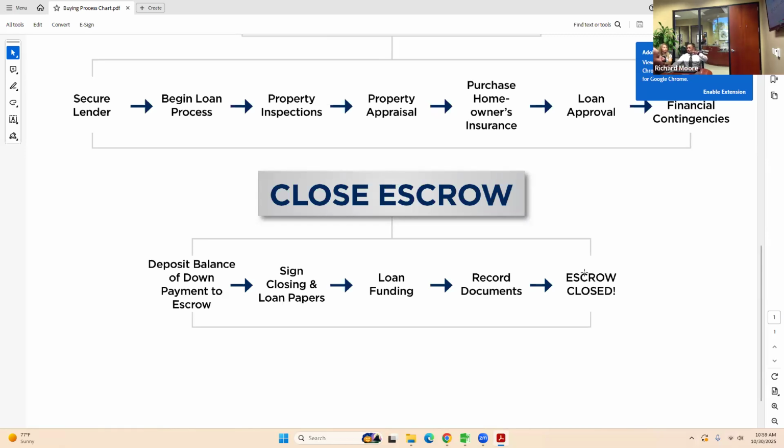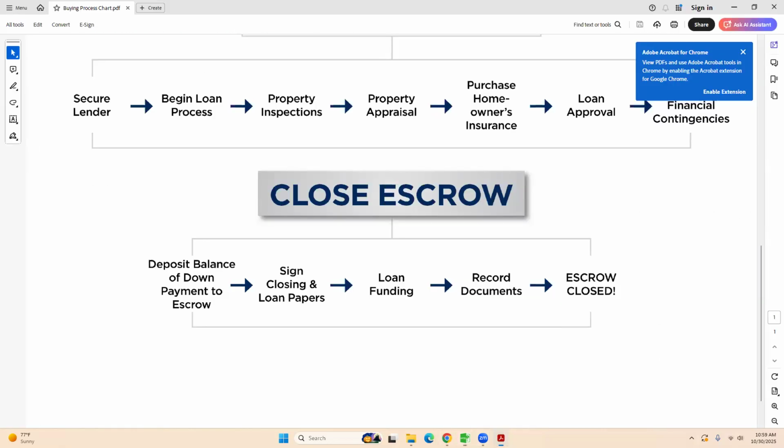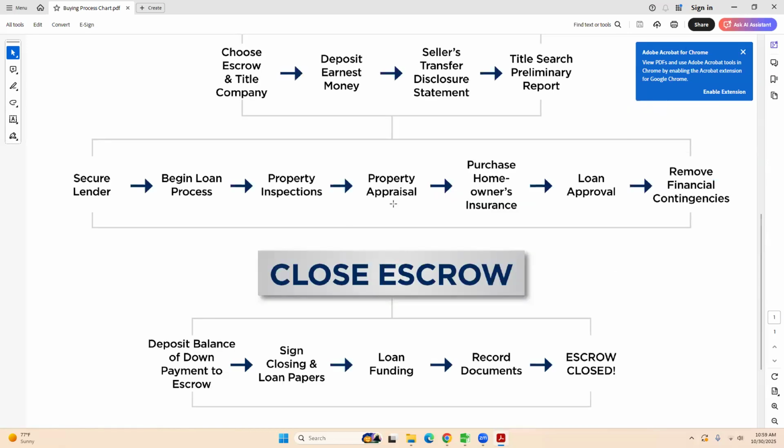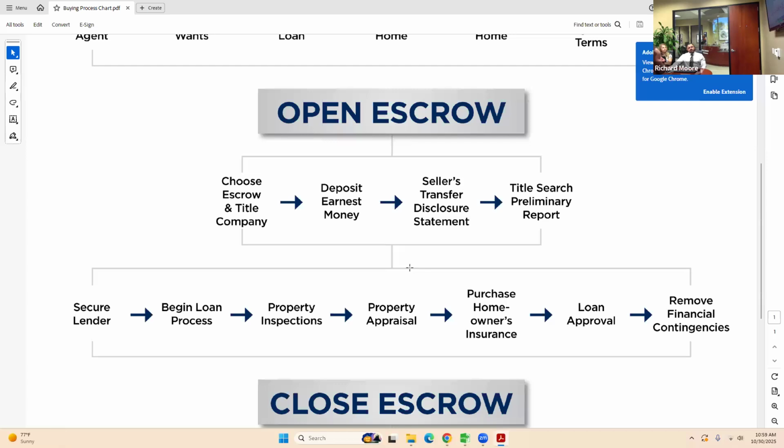Does that paint a better picture? That goes hand in hand with that chart that I showed you guys. Who pays for the appraisal? Carlos, yes, hi, can you show us how to find that escrow process? I can email this to you guys.